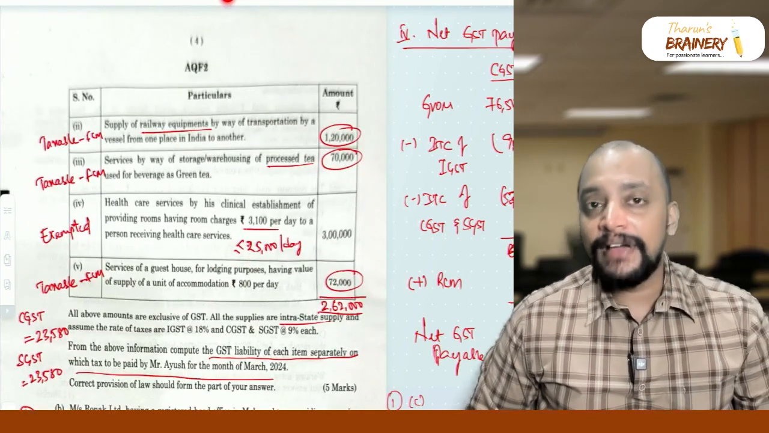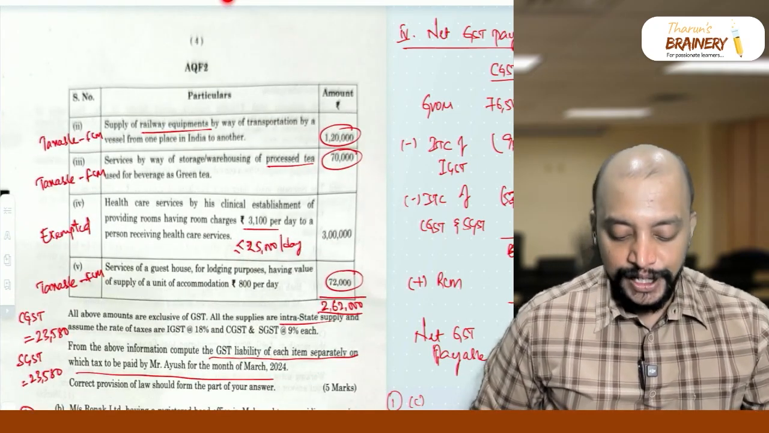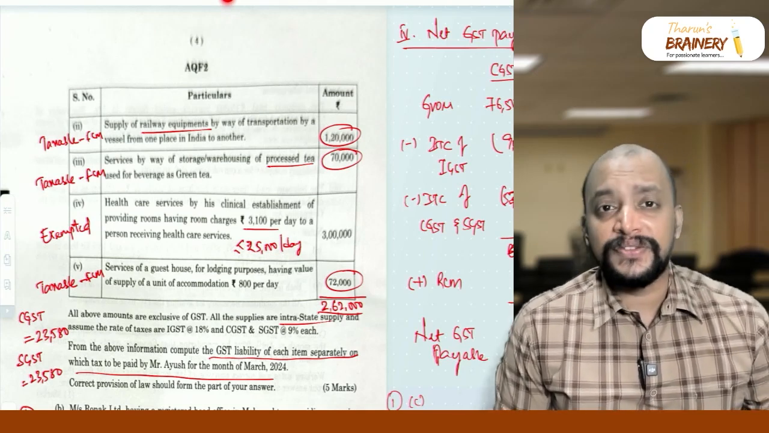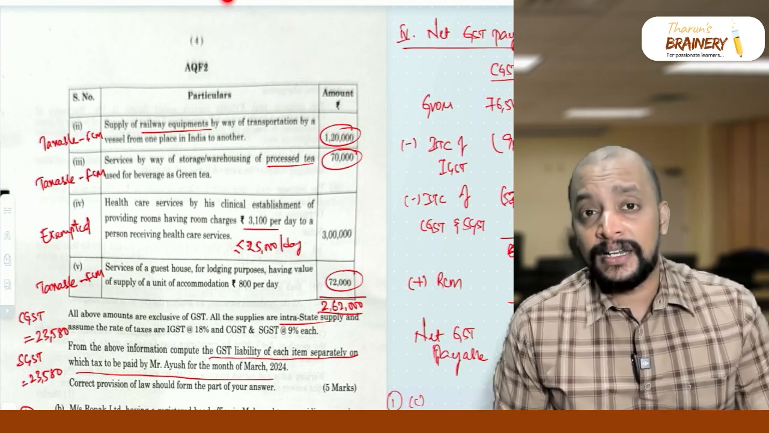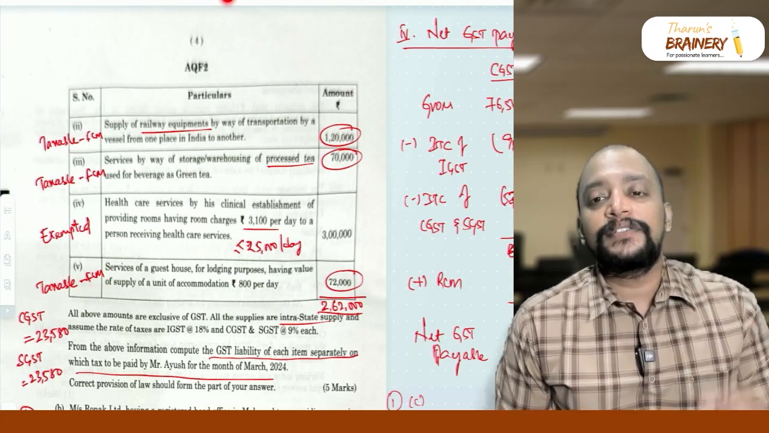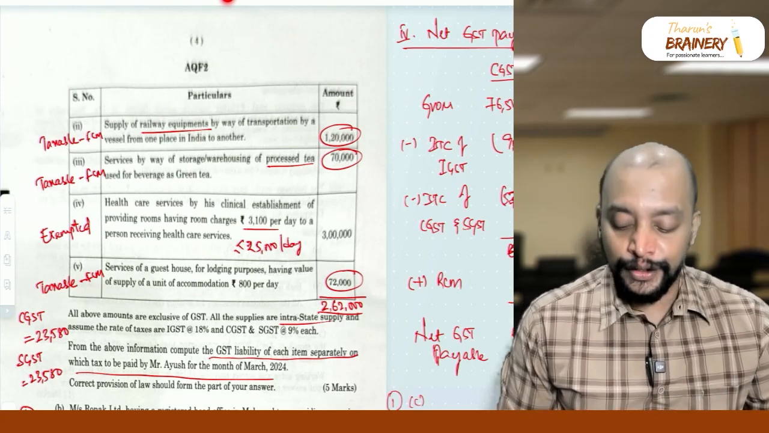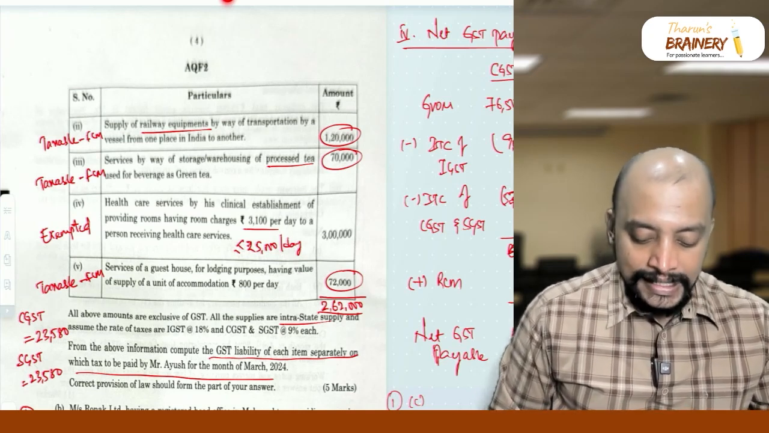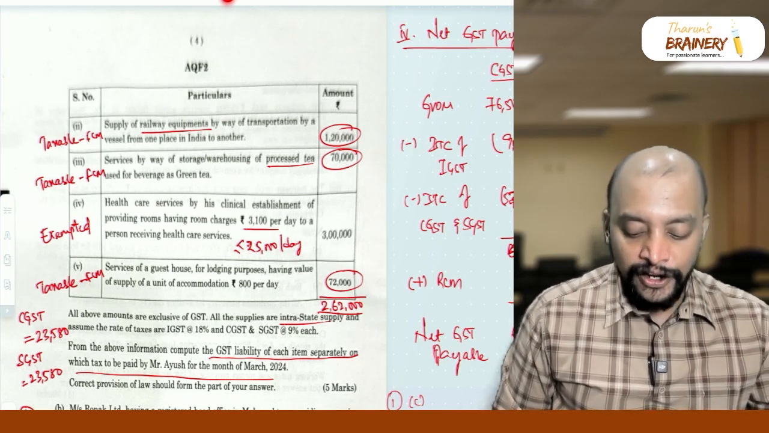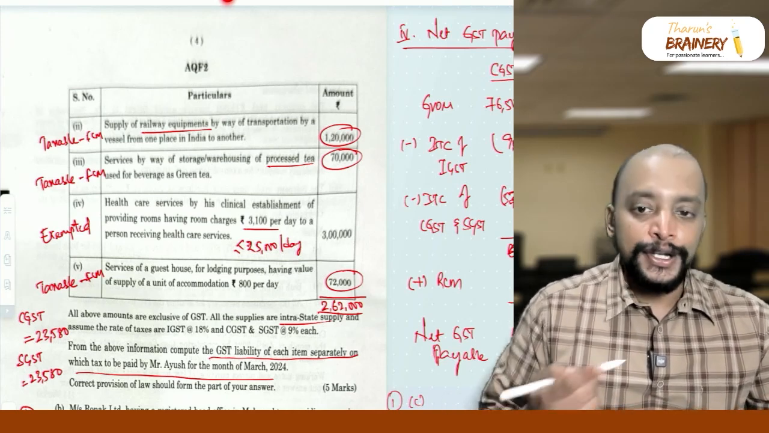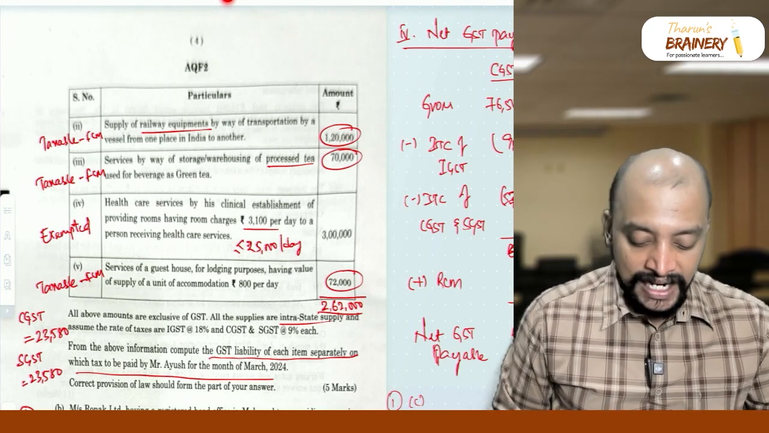Then supply of railway equipment by way of transportation by vessel from one place in India to another place in India. For transport between places in India by vessel, only specified or notified goods are exempted, but railway equipment is not covered under those notified goods. Due to that reason, it is taxable and it will come under FCM. Then service by way of storage or warehousing of processed tea. Processed tea is not agricultural produce. Due to that reason, it is taxable under FCM.